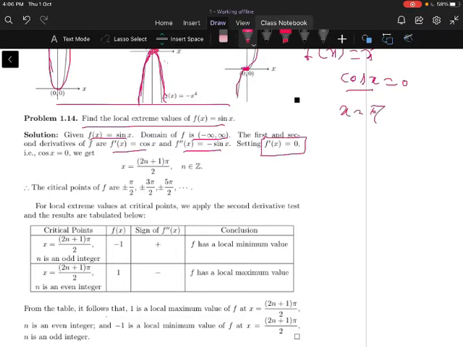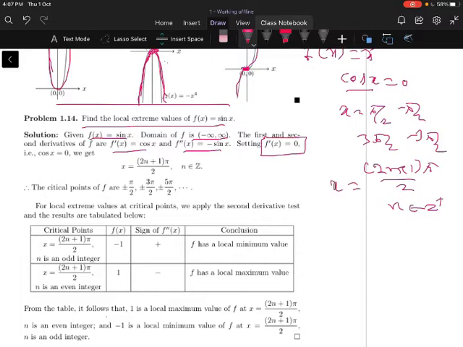Let us find the x values for which cos x goes to 0. For x equal to pi by 2, minus pi by 2, 3 pi by 2, minus 3 pi by 2. In general, you can write (2n plus 1) pi by 2, where n belongs to the integers, any integer. So when x is equal to (2n plus 1) pi by 2, cos x goes to 0. Therefore pi by 2, plus or minus pi by 2, plus or minus 3 pi by 2, and so on, are the critical points of the given function sin x.